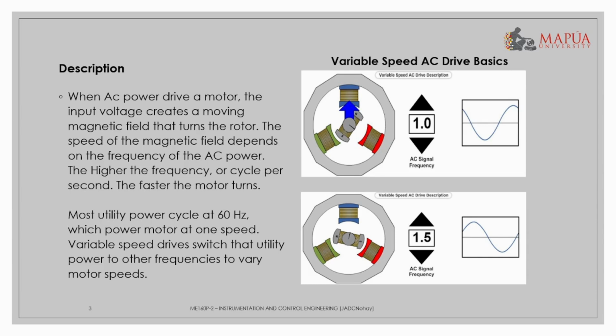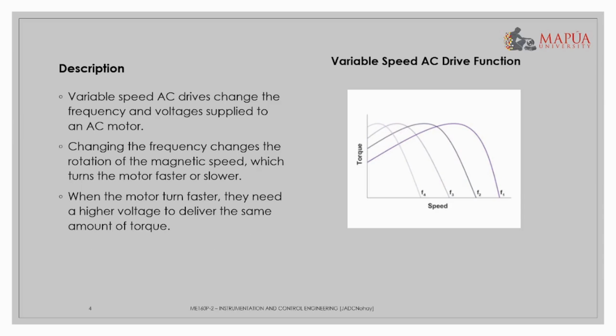Variable speed drives switch that utility power to other frequencies to vary motor speed. A variable speed AC drive changes the frequency and voltage supplied to the AC motor. Changing the frequency changes the rotation of the magnetic field, which turns the motor faster or slower. When the motor turns faster, it needs a higher voltage to deliver the same amount of torque.